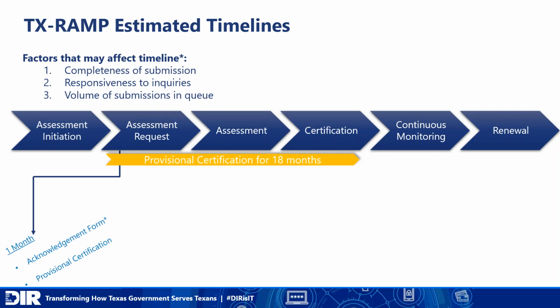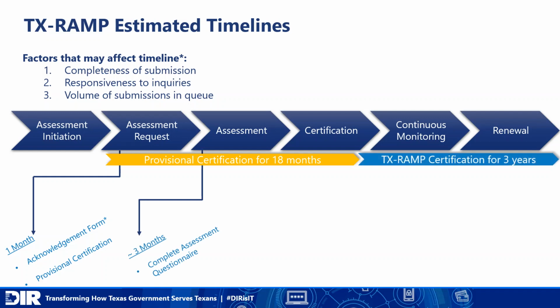Although we can't control how long it takes for you to prepare and gather the information during the assessment initiation phase, when you submit the request to us during the assessment request phase, you can expect to achieve provisional certification normally within 1 month. Of course, we have asterisks throughout this timeline because there might be variables at play, but that will include receiving the acknowledgement inventory form. Once you have completed it, send it back to us and we can review it and provide provisional certification at that time.